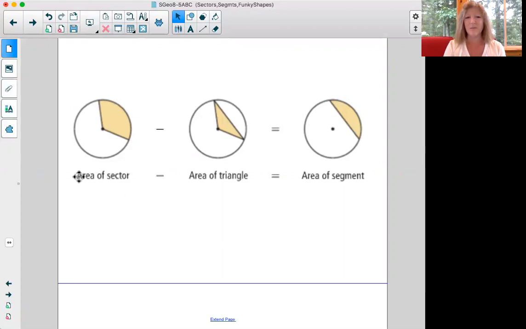Notice you're going to have to remember how to find the area of a sector, which was our last video. You find the area of a sector because it's a fraction of the area of the whole circle. You're also going to need to remember how to find the area of the triangle. So if you've forgotten about either of those areas, you may want to go back and watch those corresponding videos.